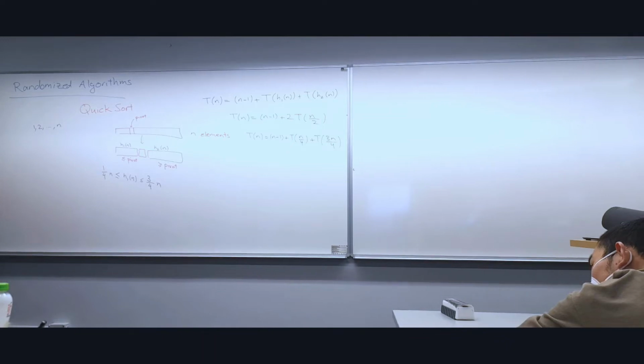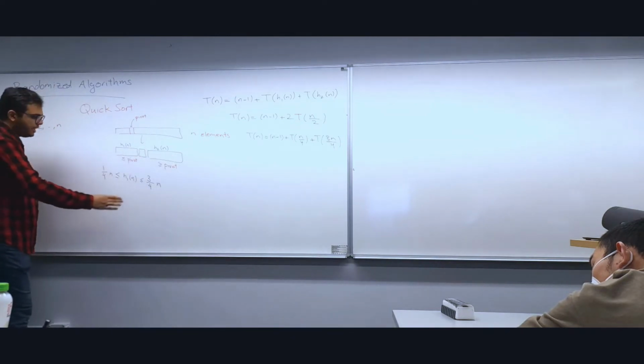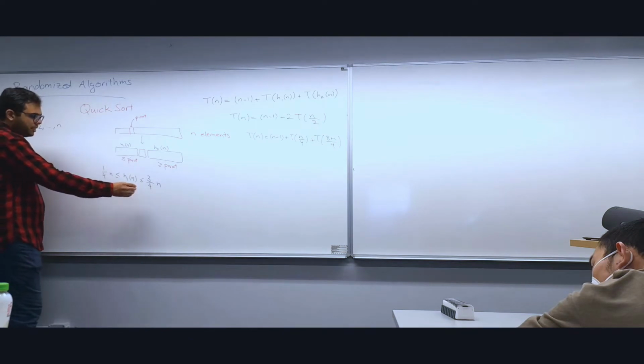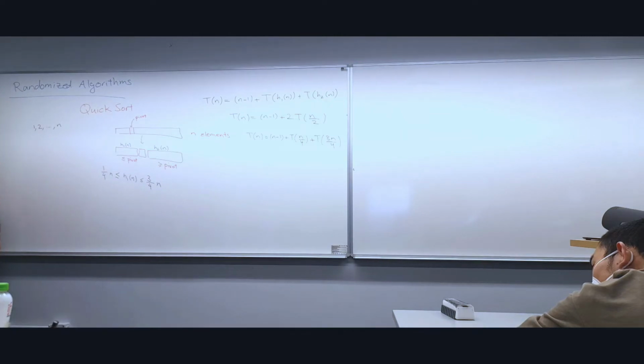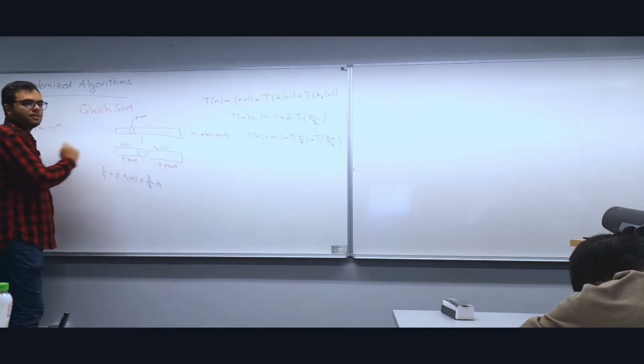Well, another thing I can do is choose the pivot, form these two parts, and then check this inequality. I can check whether each part is at most 3 times the size of the other part. If this inequality holds, then I'm happy. This is a good pivot. I'm going to use this one as my pivot. If not, I just choose another pivot. I don't recursively try to solve these ones.